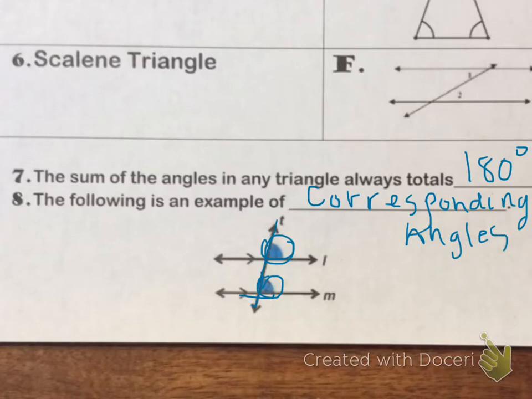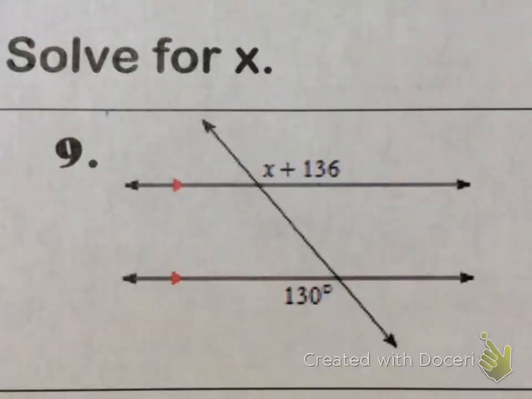All right, let's go on to the next questions. Number 9, it says solve for x. In order to solve for x, I first have to identify what kind of angles these are. So I'm looking at my parallel lines. I can see that I have 2 parallel lines here.